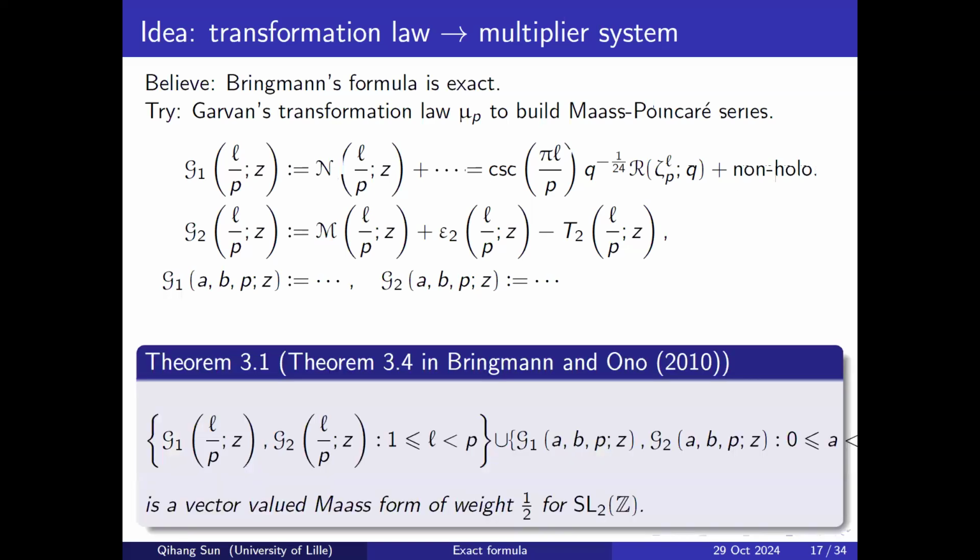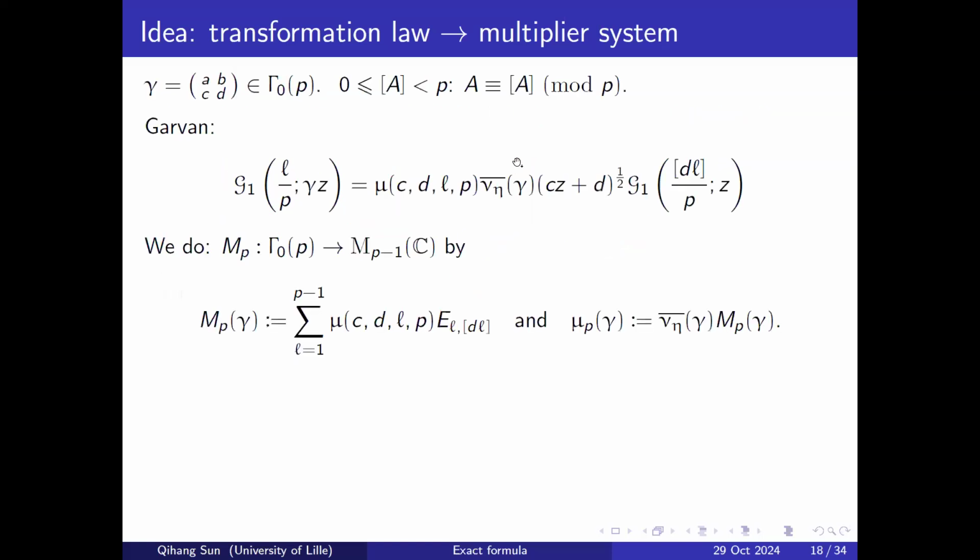And there's one important theorem by Bringmann and Ono in 2010 that everything together, these p squared terms, will be a vector valued mass form transforming on SL2Z. But we don't need all of them. We want to know only this G1. And the special observation by Garvan in 2019 is that if we only focus on G1, then if we take gamma in Gamma_0(p), G1 transforms back to G1, but to a different G1.